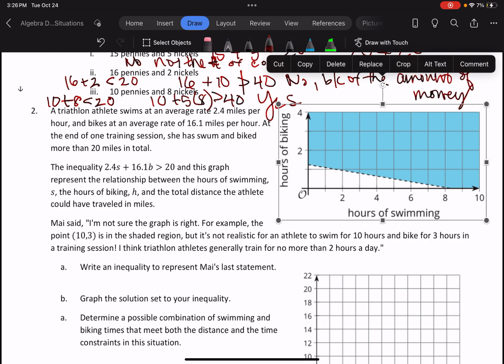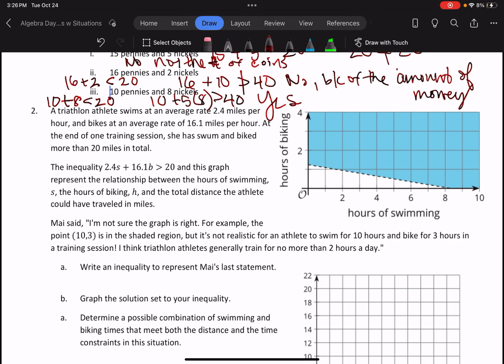So number 2 says a triathlon athlete swims at an average rate of 2.4 miles per hour and bikes at an average rate of 16.1 miles per hour. So notice that we have swimming as our x value and biking as our y value. At the end of one training session, she has swum and biked more than 20 miles total. The inequality is 2.4s plus 16.1b is greater than 20. And this graph represents the relationship between hours of swimming and hours of biking and the total distance the athlete could have traveled in miles.